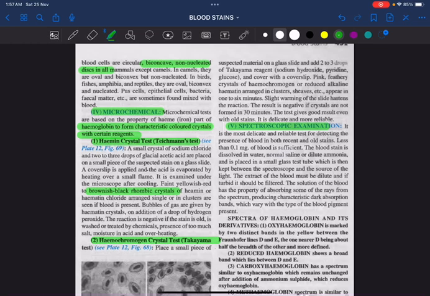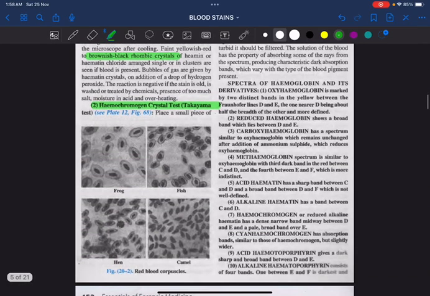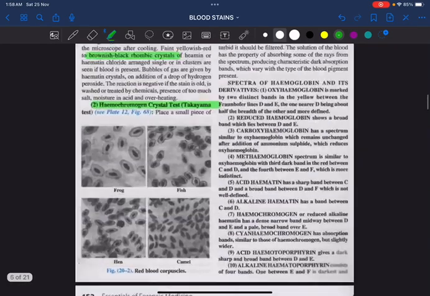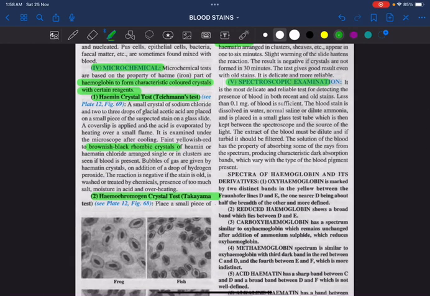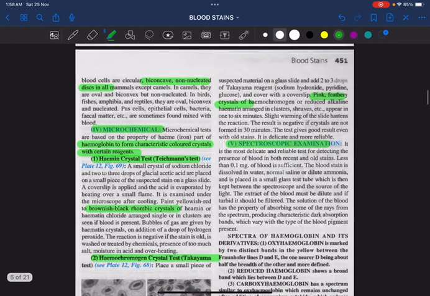Whereas in the case of the Takayama test, you will see pink feathery crystals of hemochromogen. What is it? Pink feathery crystals. Those are the two points you have to remember. So the Teichmann test, brownish black rhombic crystals. The hemochromogen test, feathery pink crystals of hemochromogen.